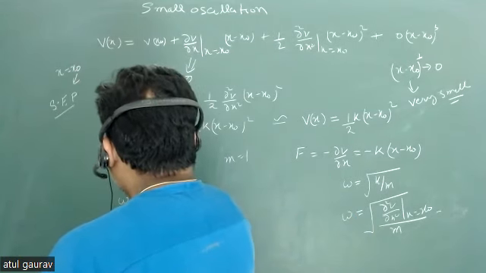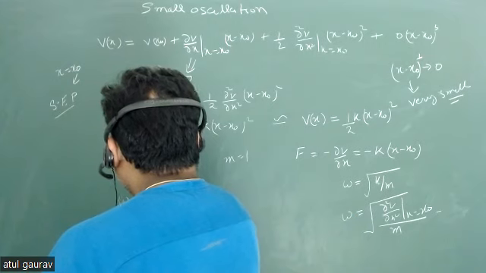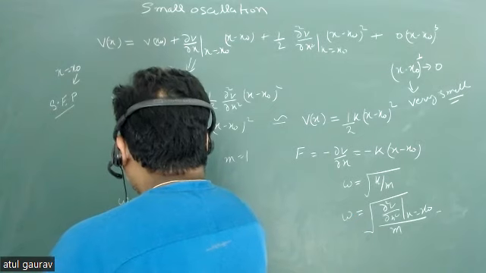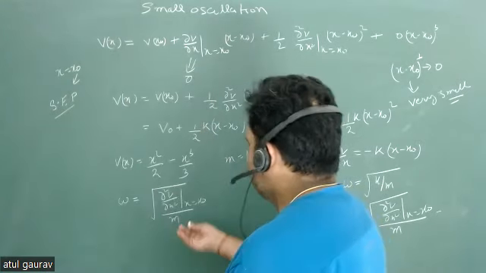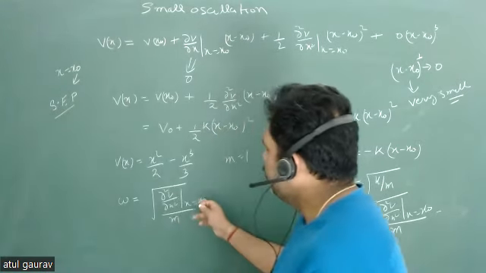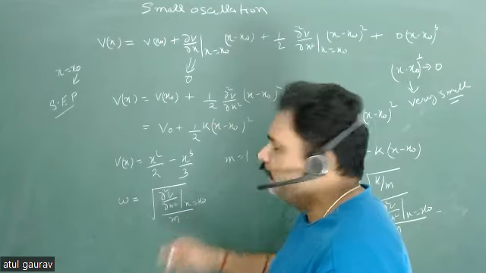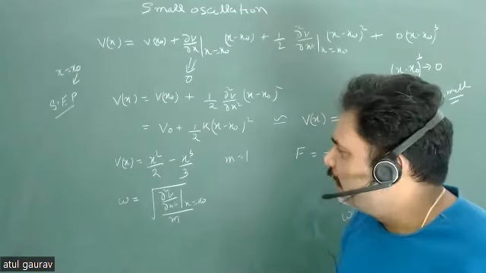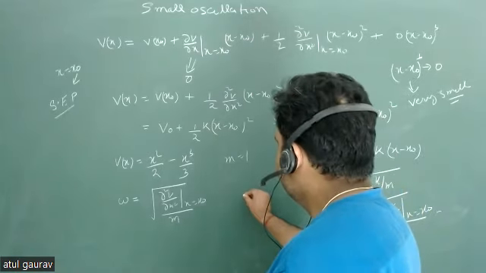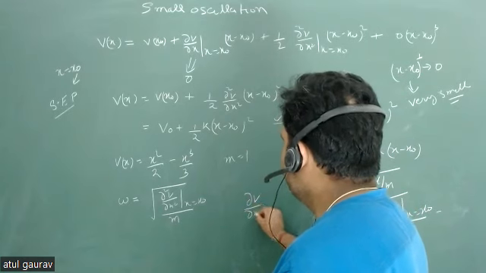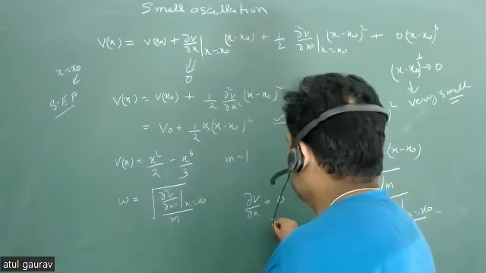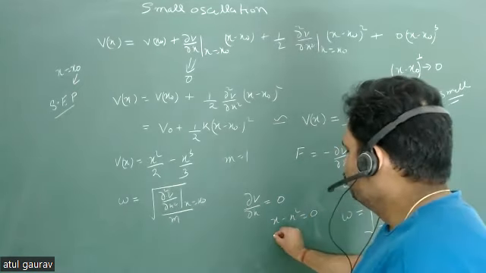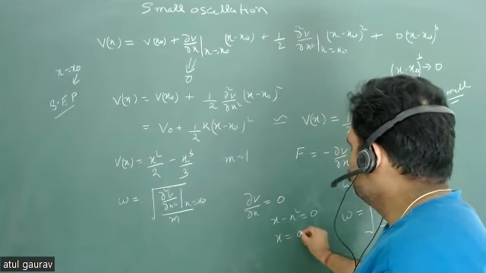Omega is nothing but del square V upon del x square at x is equal to x naught, divided by m, and m is equal to 1 unit. So you have to find what will be x naught. This is the most important thing. We have to find this. So what will happen? Del V upon del x is equal to 0. So x minus x square is equal to 0. So x is equal to 0 and 1.